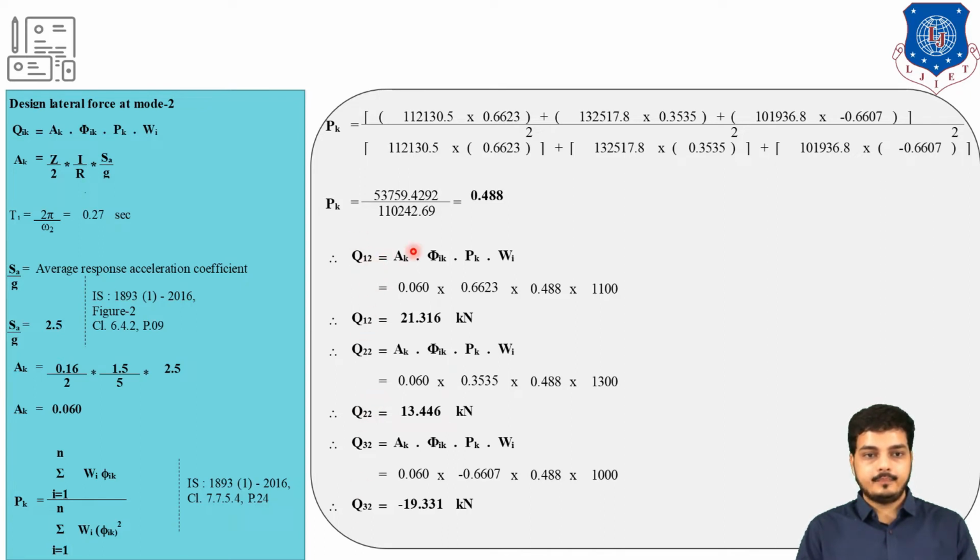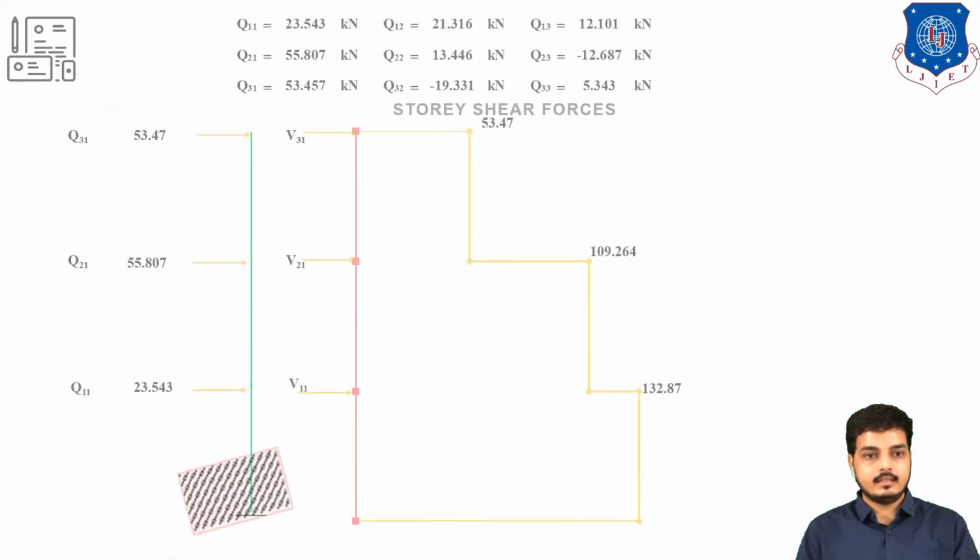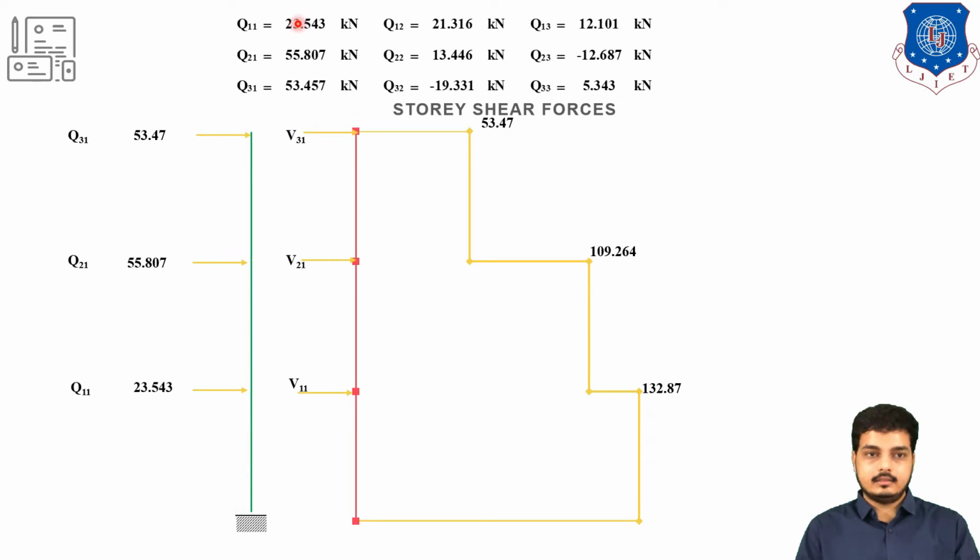So for Q12, Ak into phi ik into Pk into W. So Ak is 0.6060, phi is the respective value, Pk is 0.488, and here are 1100, 1300 and 1000. So after finding all this, it is for mode shape 2. Similarly, you can find it for mode shape 3, in which this will be 0.199, and later we will be getting this final Q value.